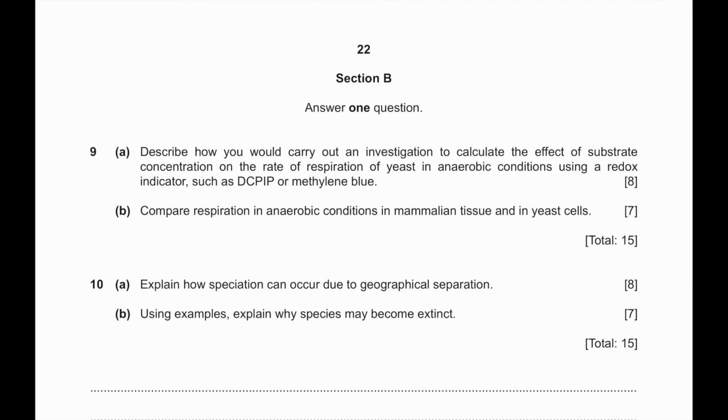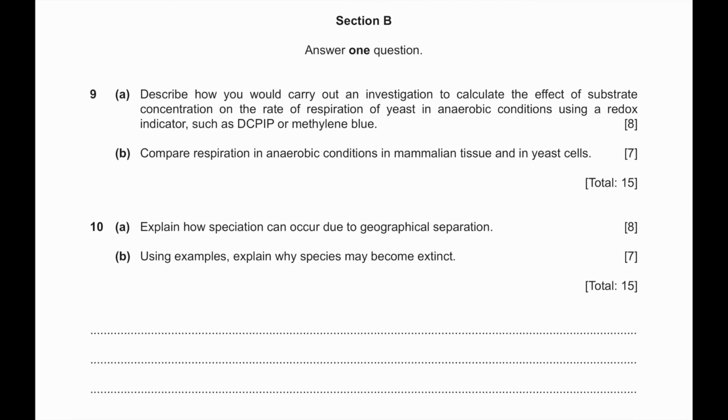So for the broad questions, part 9a. Describe how you would carry out an investigation to calculate the effect of substrate concentration on the rate of respiration of yeast in anaerobic conditions using a redox indicator such as DCPIP or methylene blue. So basically, first of all, we can have a range of glucose concentrations, like 0.1 mole per dm cube, 0.2, 0.3, 0.4, 0.5 mole per dm cube.